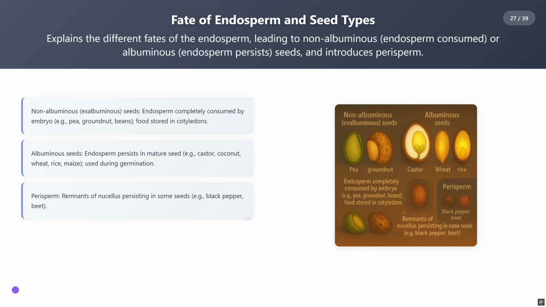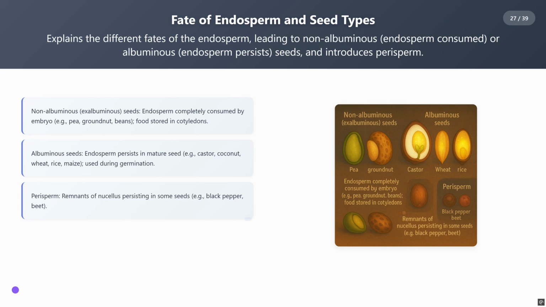Alternatively, in other plants, the endosperm persists in the mature seed. These are called albuminous seeds, like in castor, coconut, and most cereals, wheat, rice, maize. In these seeds, the endosperm serves as the food source during seed germination, nourishing the young seedling until it can establish its roots and leaves and start photosynthesizing. Albuminous seeds keep the lunchbox packed for later use. Precisely.